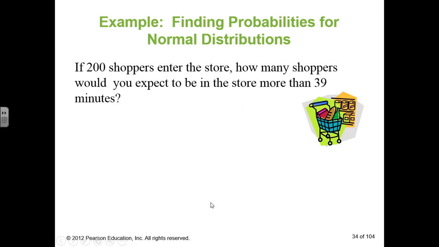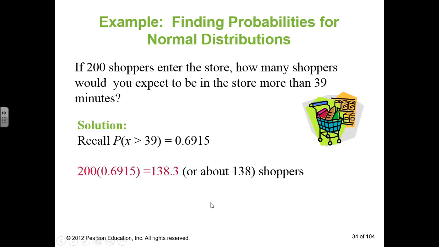Now, if 200 shoppers entered the store, we would expect about 69% of them to stay in the store longer than 39 minutes. So 200 times 0.6915 is equal to 138.3, or about 138 shoppers would be in the store for more than 39 minutes.